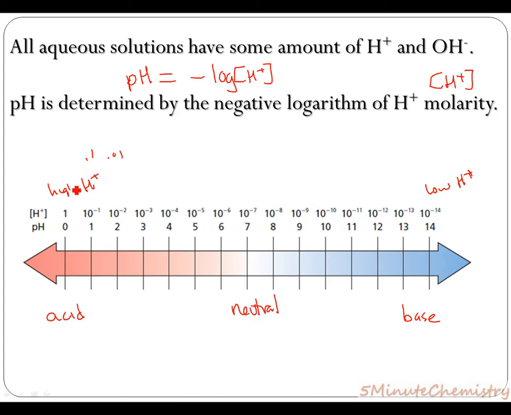So a high H+ here, to think about it in terms of the other concentration, has a low hydroxide. A low hydrogen concentration indicates a high amount of OH-. And right in the middle, you have H+ equal to the OH- concentration.